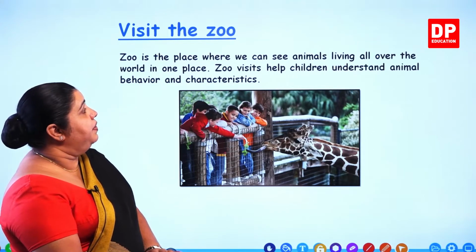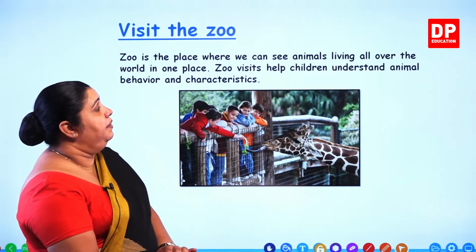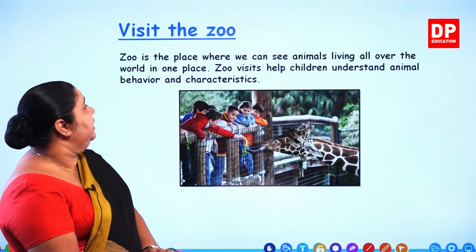Zoo is the place where we can see animals living all over the world in one place.